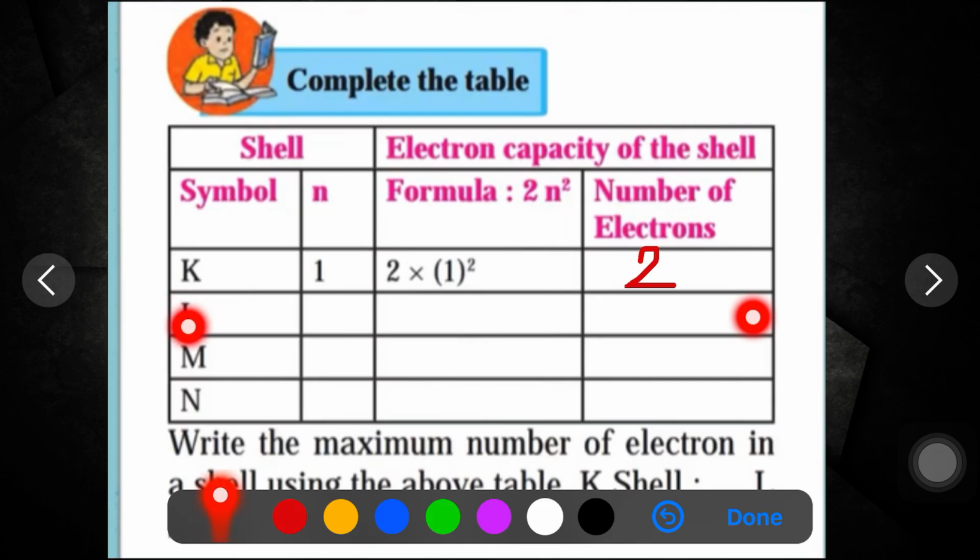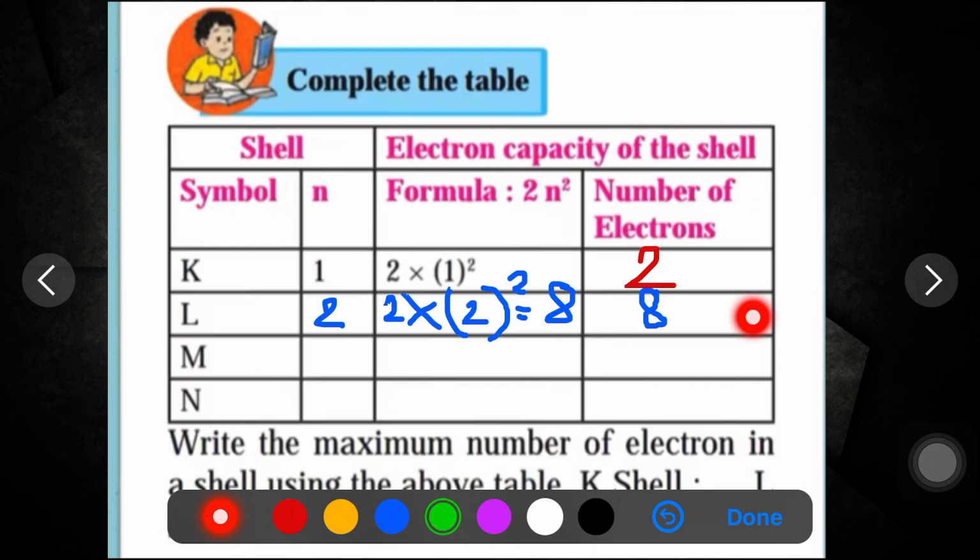Now let us see the L shell. n will be 2 because this is the second shell. That is why we write 2. Now in the formula I put the values. 2 into n squared. What is the n of L? It is 2. So 2 into 2 squared. 2 2s are 4. So 2 into 4 is 8. So the number of electrons in the L shell is 8. Not more than that. Only 8 electrons will be there in the L shell.